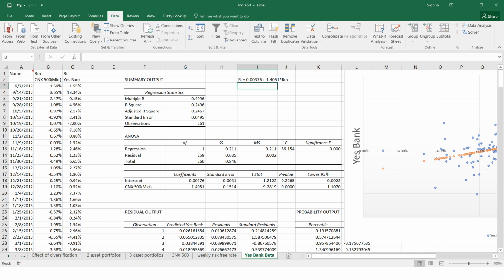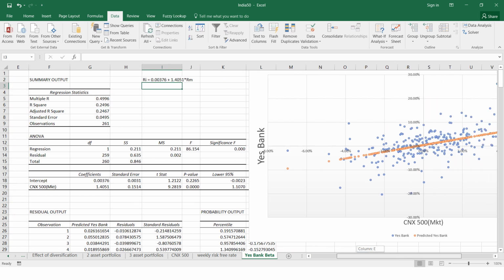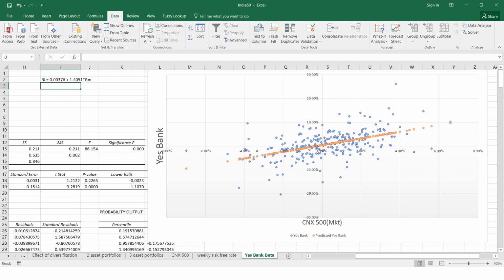Okay, now I have also plotted this line, and this is how it looks. My x-axis is the market returns, and my y-axis is the returns on Yes Bank, and this is my equation for the line that you can see in orange here. So this is my best fit regression line, and I discussed how you get this line, and all these blue points are individual data points.